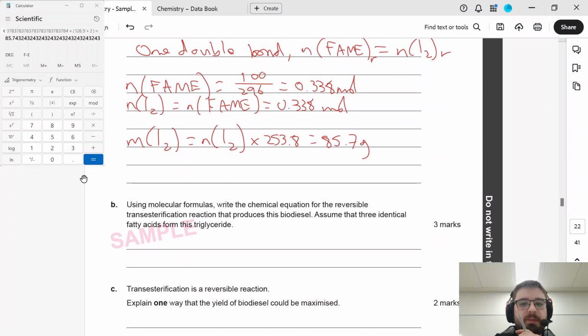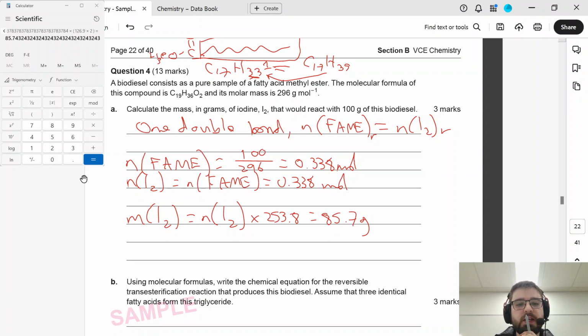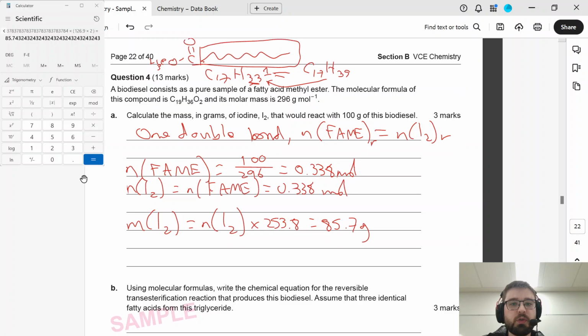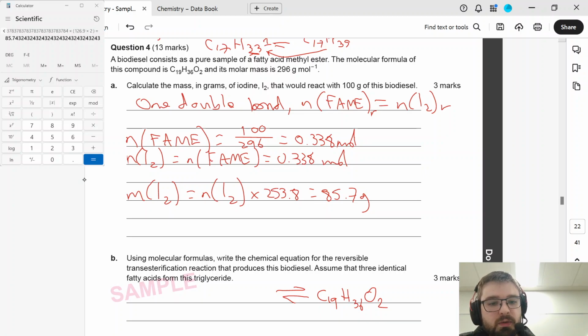Using molecular formulas, write the chemical equation for the reversible transesterification reaction that produces this biodiesel. Assume that 3 identical fatty acids form this triglyceride. So we've got to use the molecular formulas. It's going to produce the biodiesel, so we're going to have C19H36O2 as a product, and the triglyceride is going to react with methanol, 3 methanols, and it's going to produce glycerol at the end.